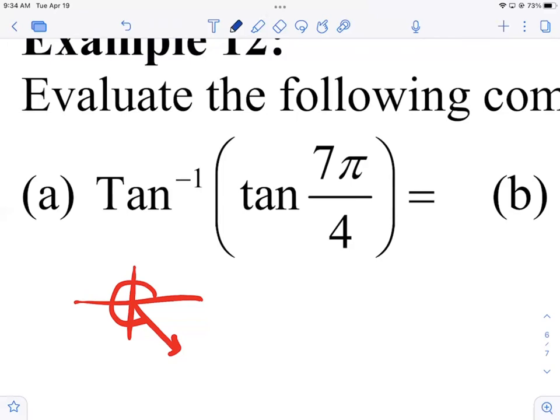But I want the angle that has the same tangent. I did say it's not. Yeah, so the answer would be negative pi fourths. Right? If you type that into your calculator, it's going to give you negative 45 degrees.